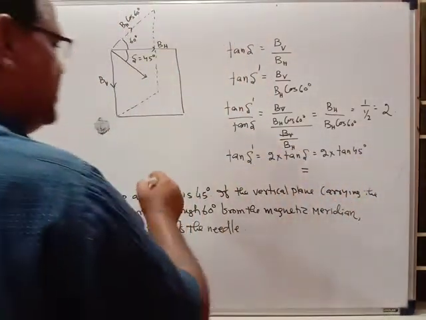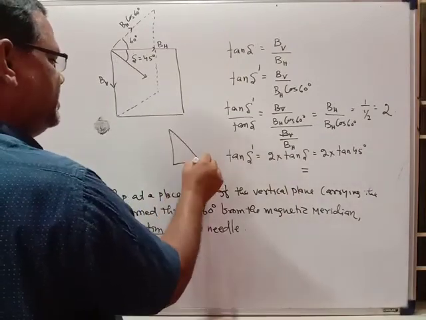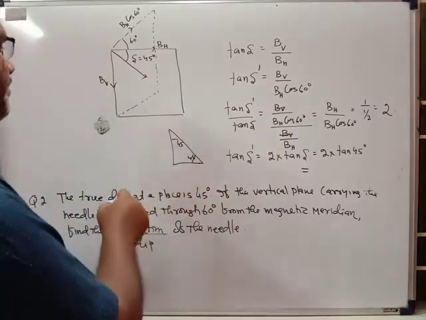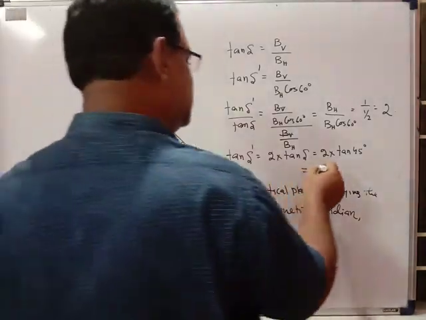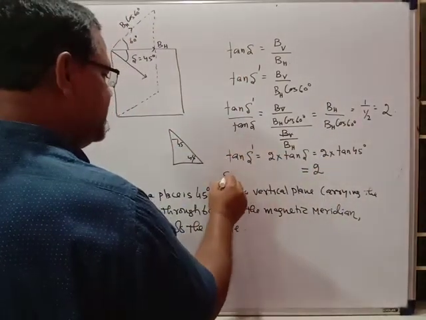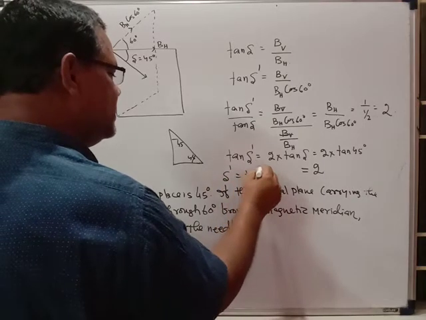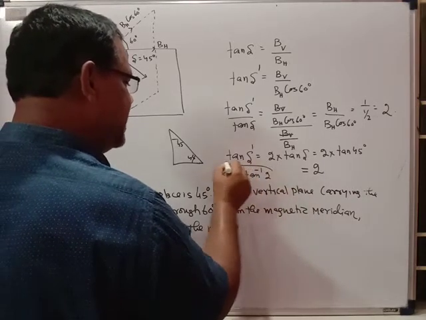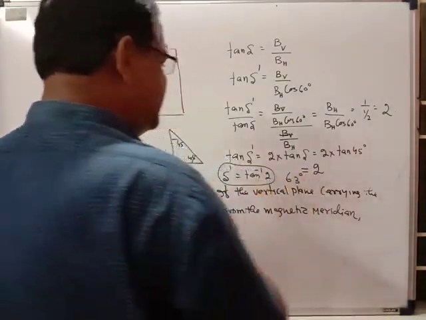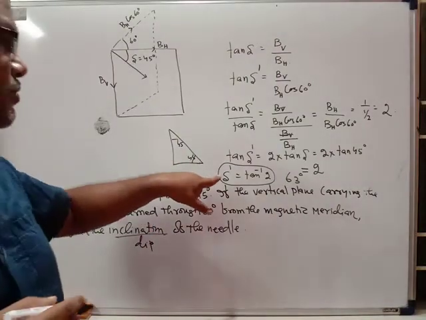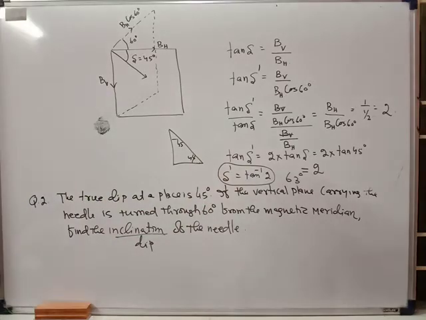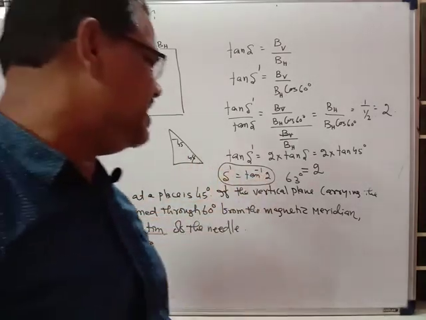Tan 45 degrees, in this manner also you can calculate it: tan 45 equals P by B, which is equal to 1. So tan delta dash equals 2, and you get delta dash equal to tan inverse 2. This is the angle. The actual angle will be near about 63 degrees. So the true dip on the second plane, the angle of dip, equals 63 degrees, that is, tan inverse 2.